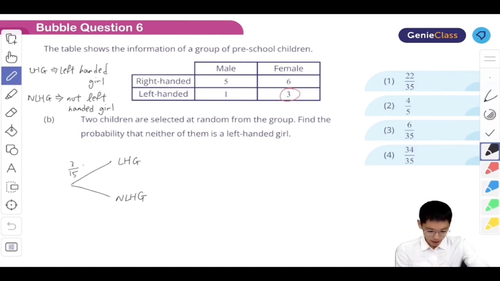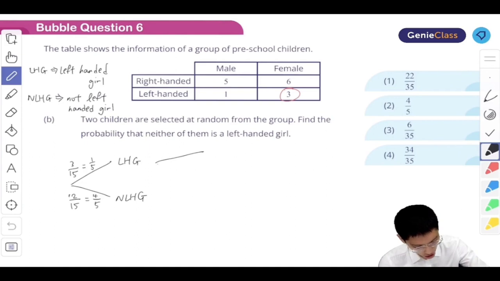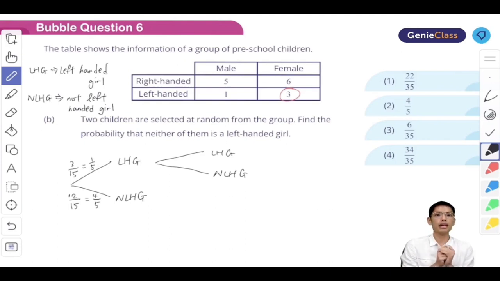Simplified, that is 1 over 5. NLHG, again, is going to be 12 over 15. Simplify further, you realize I'm going to get 4 over 5. Now, I have to consider both cases because there are 2 children, so I need to draw one more branch. In this case, LHG and non-LHG. Again, suppose I pick LHG, my total number of children is going to drop.